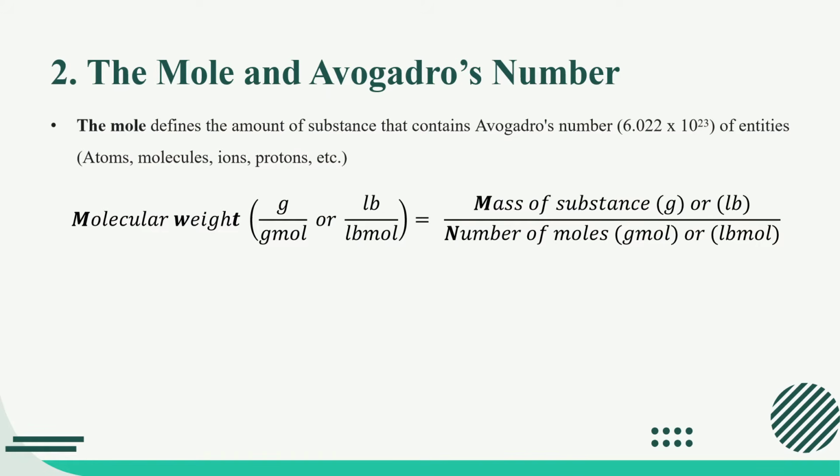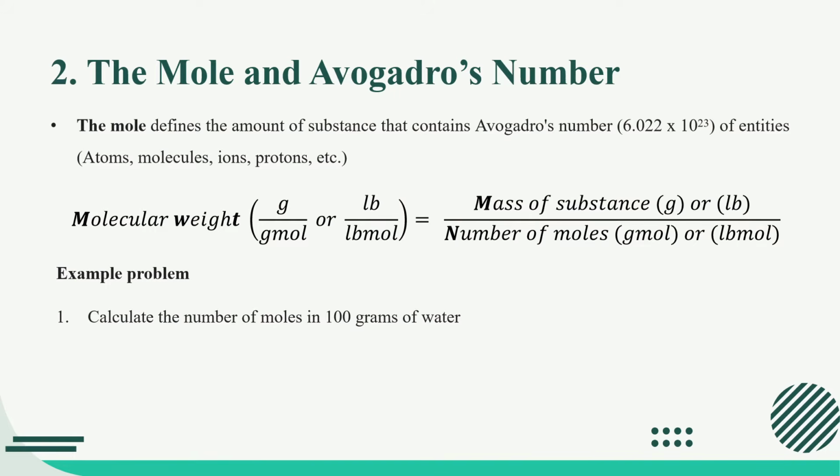Followed by defining the mole, the mass of 1 mole of a substance is termed molecular weight. The unit is gram per gram mole. Using this relation, given a substance mass, we can find how many moles are there inside that mass of substance. So let's take an example to understand this concept.